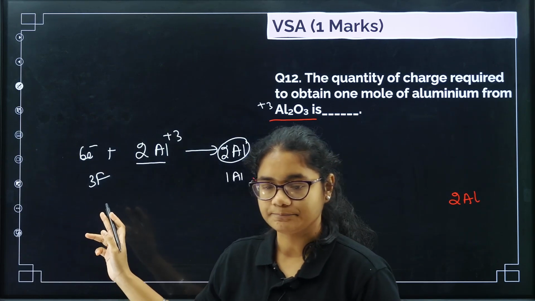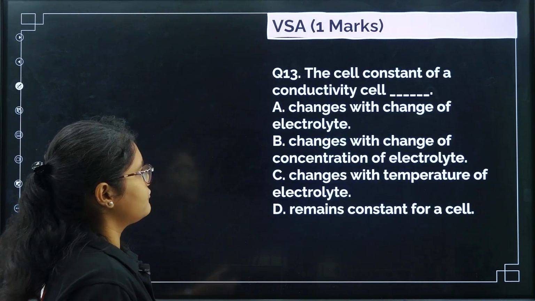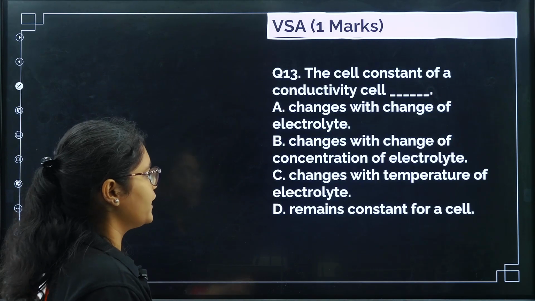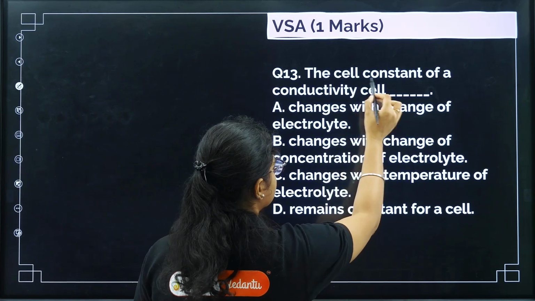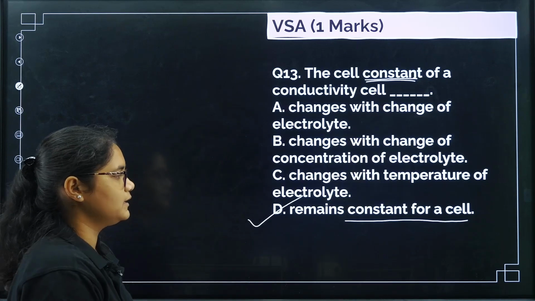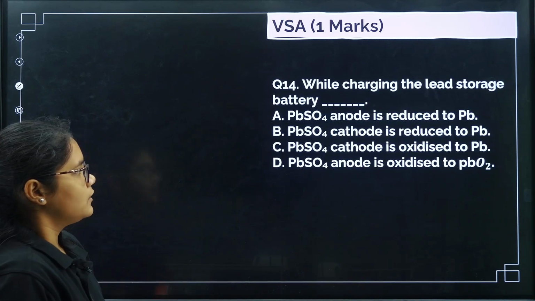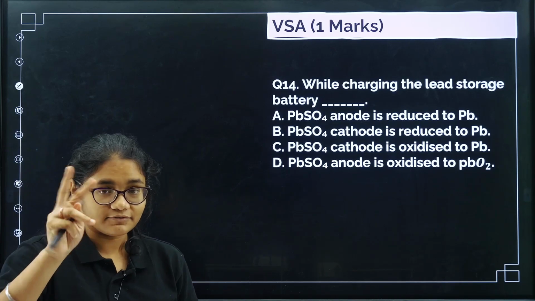I hope this is clear. Let's go to the next question. The cell constant of a conductivity cell, okay. So cell constant, if you see, the name itself shows that it is a constant value, it remains constant for a cell. Option number D, okay.